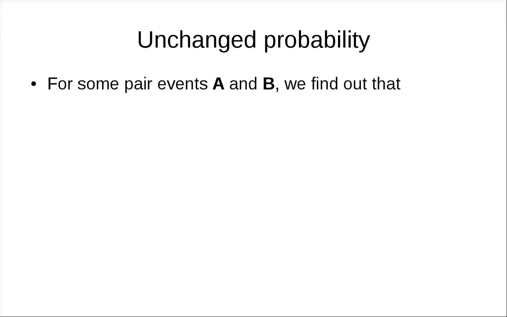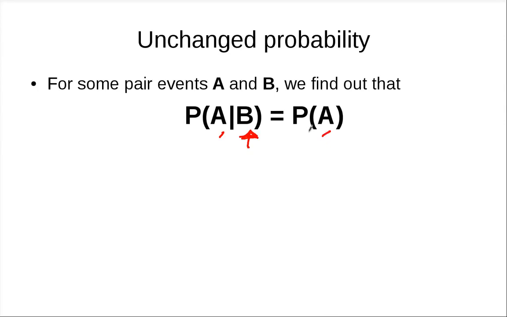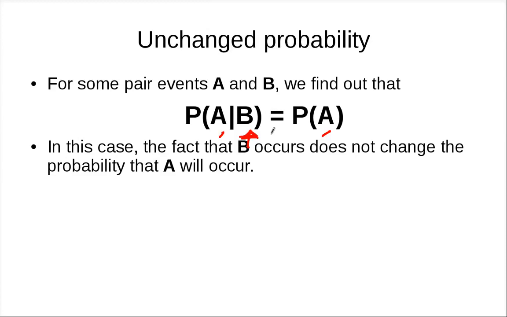So it's unchanged. For some pair of events A and B, if we find that these two probabilities are equal, that means the probability of event A occurring, given that B has occurred, remains the same. Whether B occurs or not, the probability that you're going to see event A is still the same. The fact that B occurs does not change the probability that A will occur.